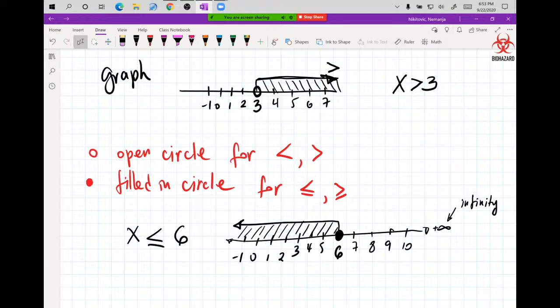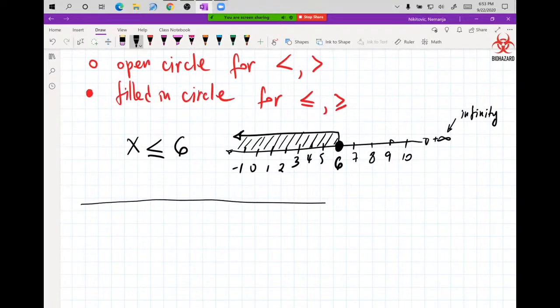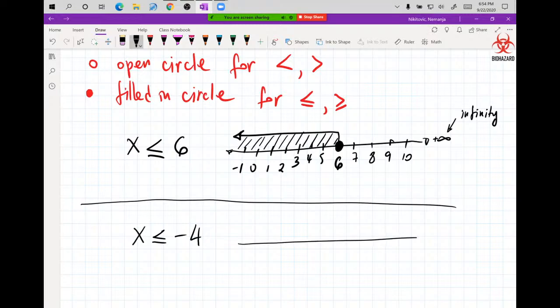Can you do one more? Yes, yes, yes. I'm going to ask you guys to graph x less than or equal to negative 4. So try this one on your paper, and then hopefully someone will guide me through how to graph this.